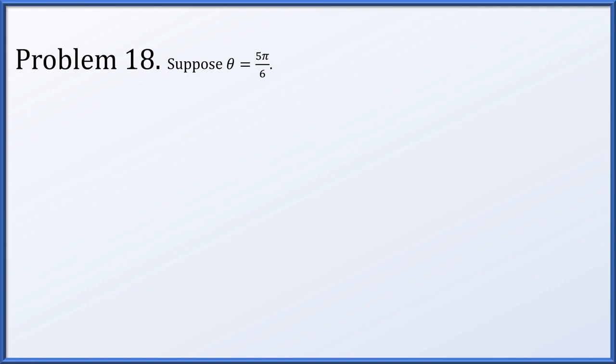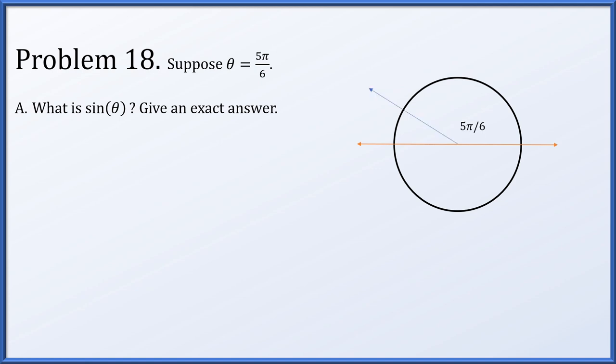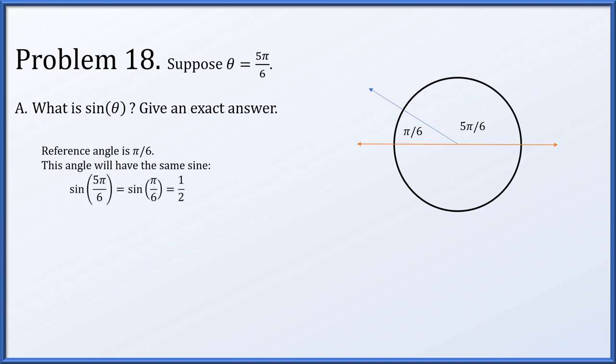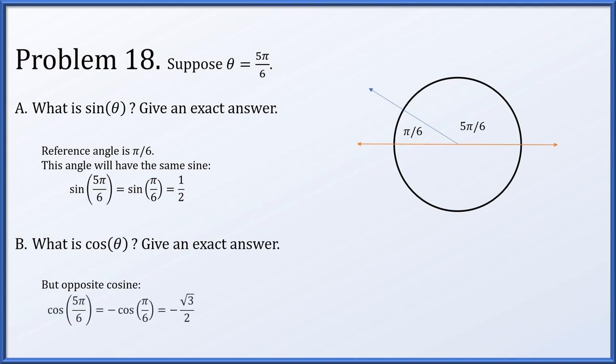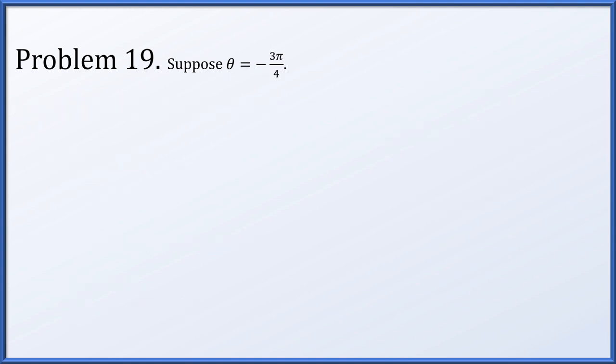In problem 18, suppose theta is 5 pi over 6. What is the sine of theta? So here's our unit circle with our x-axis. Here's our angle of 5 pi over 6. We know that pi is halfway around the circle. That would be straight left. So this is pretty close. In fact, it's only off by 1 pi over 6. Pi over 6 is therefore our reference angle. So the angle will have the same sine because we are in quadrant 2. The sine of 5 pi over 6 will be the same as the sine of pi over 6. That's a half, just referring to a chart. What about the cosine? We're in quadrant 2. Cosines are negative, so it will be the opposite of cosine of pi over 6, so negative root 3 over 2.